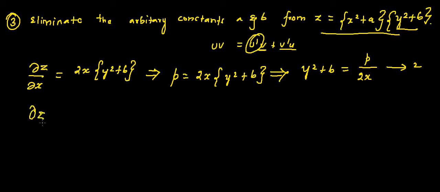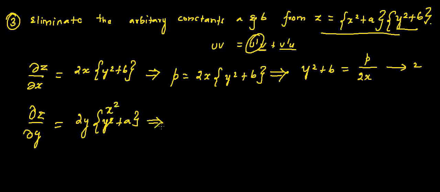And when we differentiate with respect to y, we get 2y into y square plus a. Sorry, x square plus a. So our main aim is to remove the arbitrary constants from the given equation, and henceforth we are forming a partial differential equation.